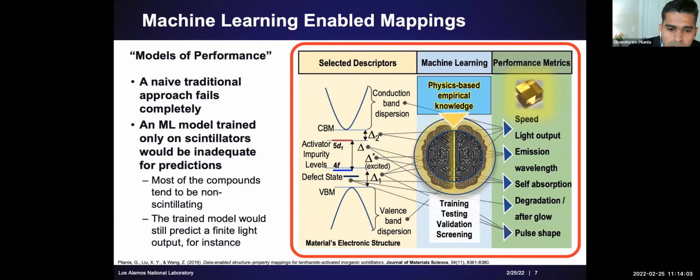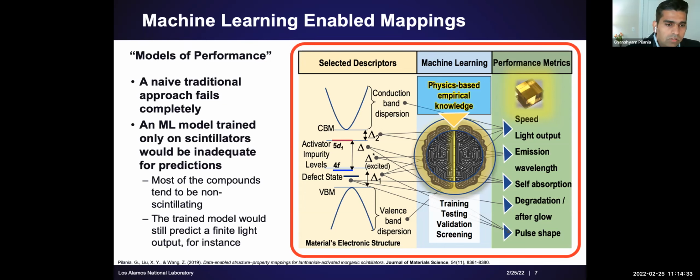And this works reasonably well for the training. So we did that, and the problem comes when you start making predictions, because such a model will by design always be trained on scintillators, and it makes good predictions for scintillators. But when you are making predictions on unknown chemistries, you don't really know whether a given compound is going to be a scintillator or not at the outset.